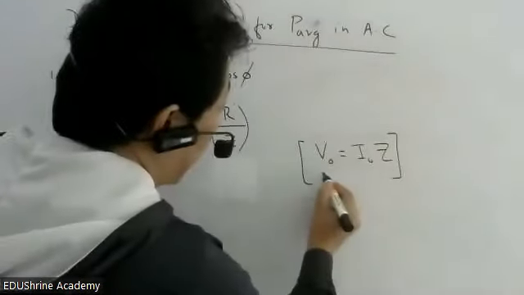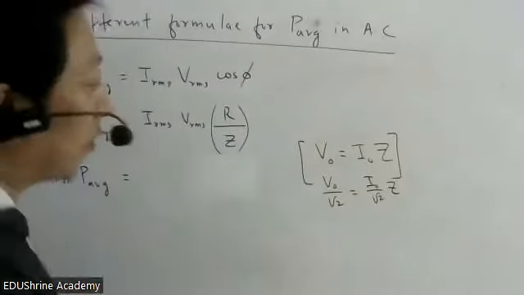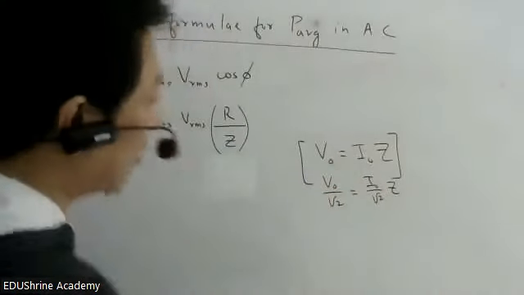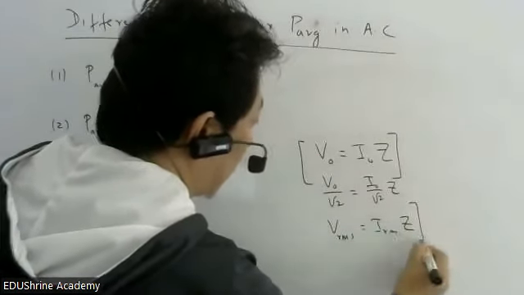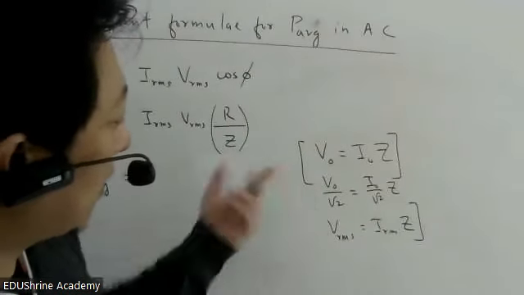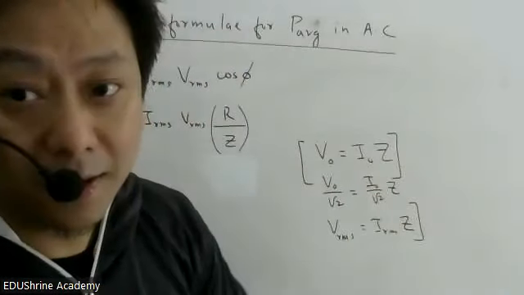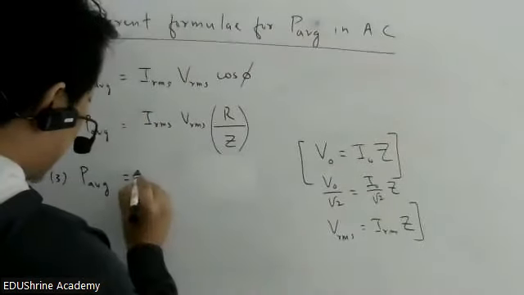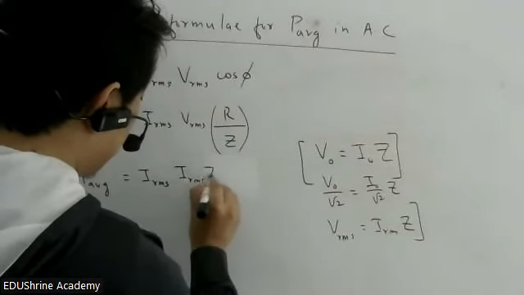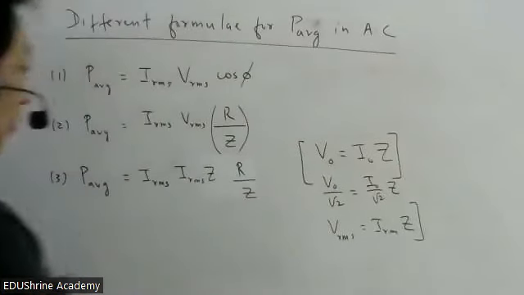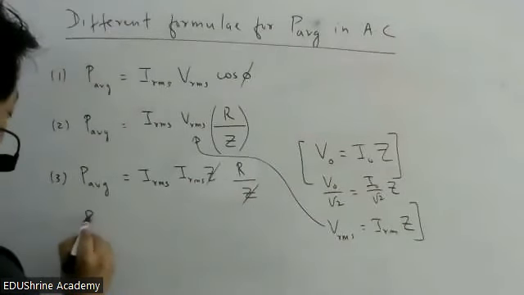So if I divide by root 2 on both sides, which I can always do, whatever formulas I have for peak voltage, I can also write for RMS voltage. So VRMS is IRMS into Z. Agree or not, guys? Yes, sir. V naught by root 2 is VRMS, I naught by root 2 is IRMS. So try to remember that whatever formula I derive for peak voltage can be written for RMS. Let me keep IRMS the same. VRMS I can write from here as IRMS into Z, into R by Z. So you notice something, when I substitute VRMS, Z cancels. So you get a very simple looking formula.